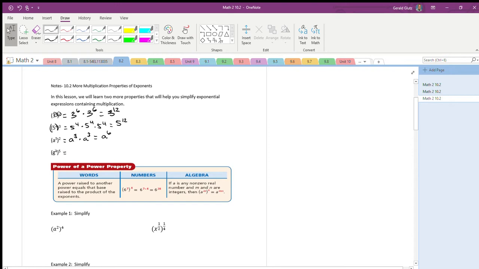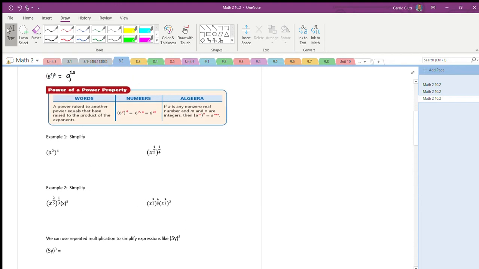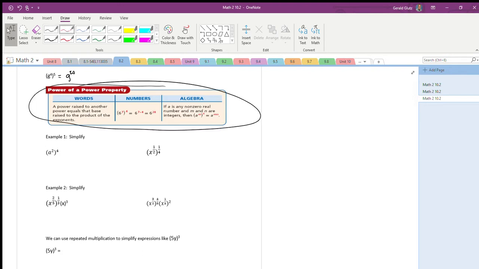Instead of writing g to the 4th out 5 times, I can just say 4 times 5 is 20, so this is going to be g to the 20th. See how that's a lot quicker? In example 1, that's what the power of a power property is explaining. If I want to simplify a squared to the 4th power, I'll have a to the 8th, because 2 times 4 is 8.